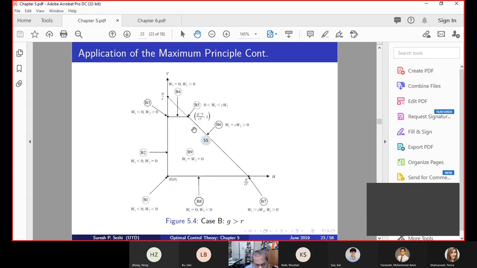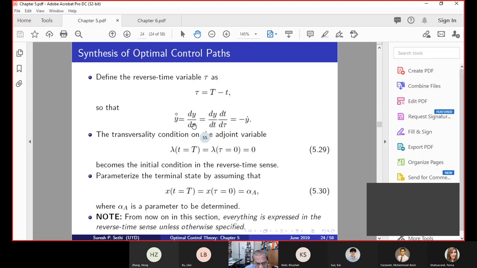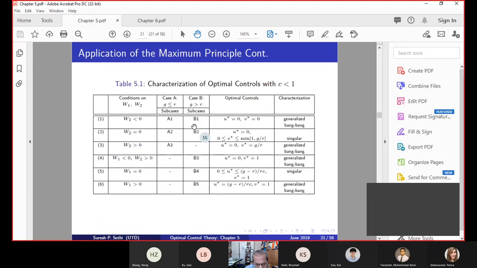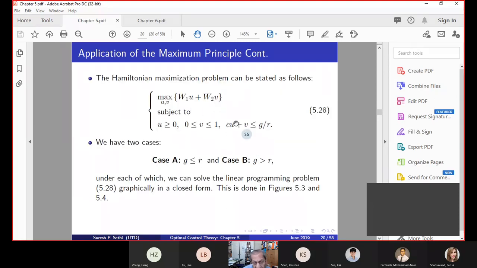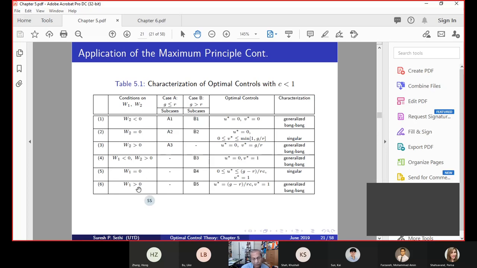So by doing this, you can write a table. The table basically gives you the optimal solution of this linear programming problem for any given value of W1 and W2. So whenever you have a value of W1 and W2 given, I remove W1 because in many cases, I don't need W1, because W2 less than 0 will automatically give me the value of W1 that will allow me to conclude this. Only in one case, I need W1 less than 0, W2 bigger than 0, which gives me case B3. In case B3, the control is U star equal to 1, V star equal to 1.